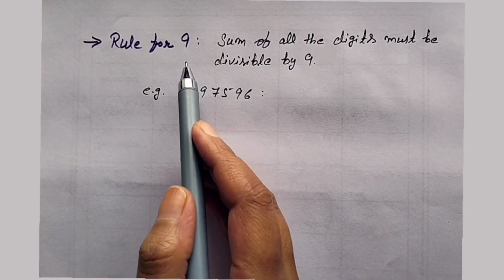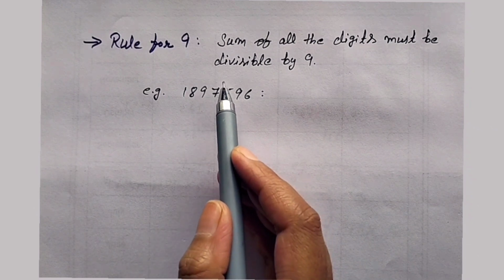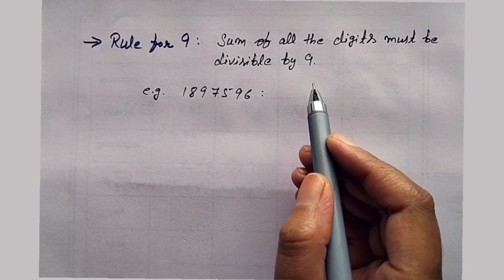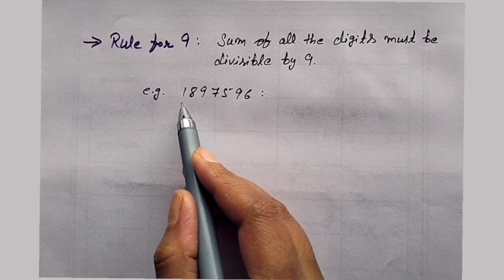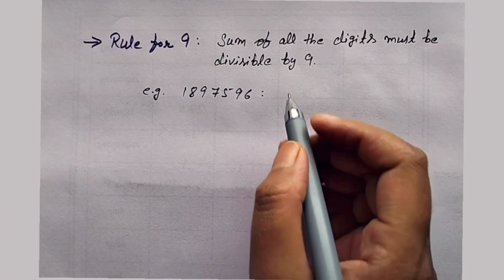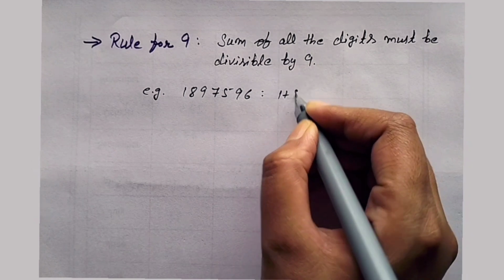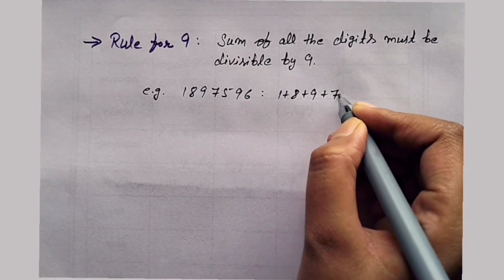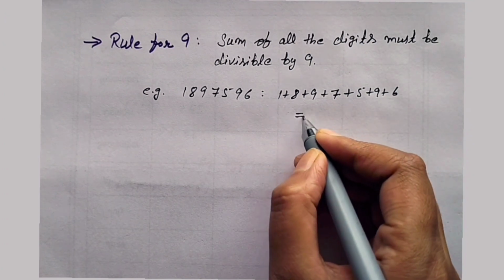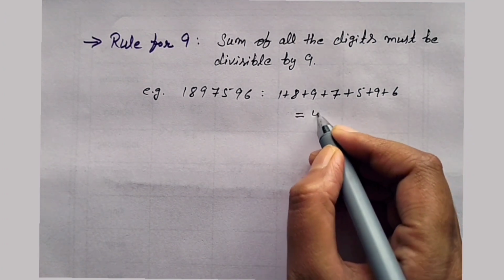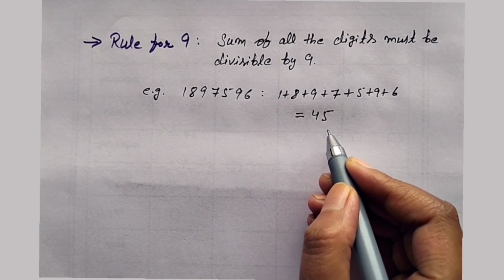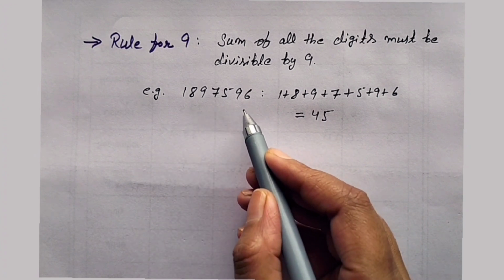Next is the rule for 9, and it is the same as the rule for 3. The sum of all the digits must be divisible by 9. Means we have to check whether the sum of all these digits is divisible by 9 or not. So 1 plus 8 plus 9 plus 7 plus 5 plus 9 plus 6, and that gives us 45. So 45 is completely divisible by 9. Therefore, this number will also be divisible by 9.